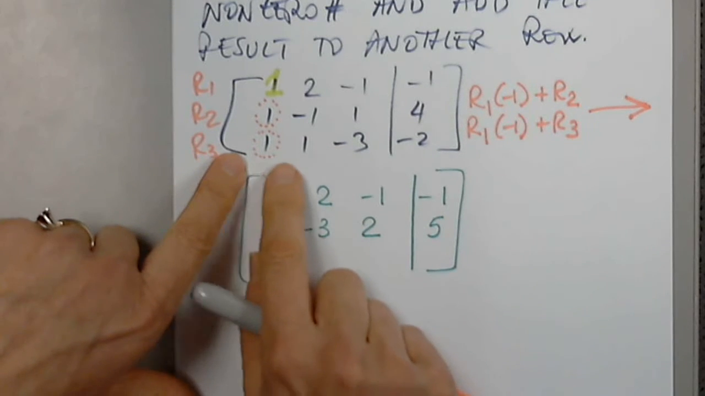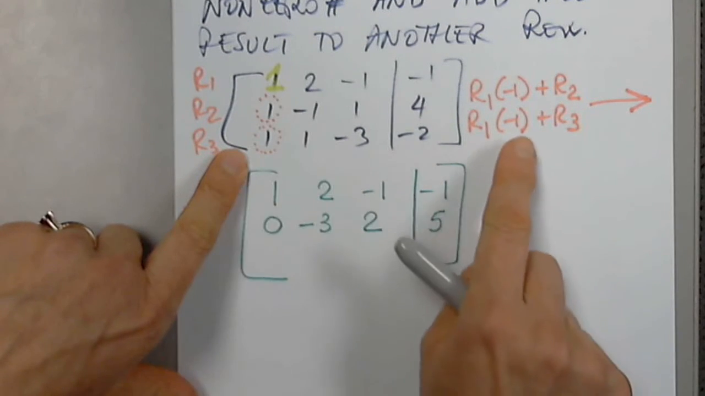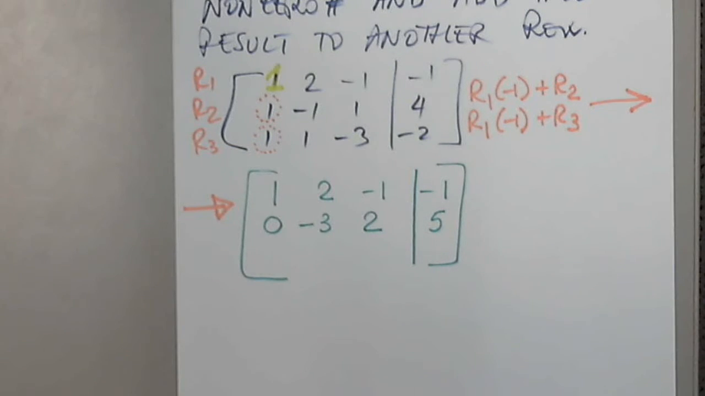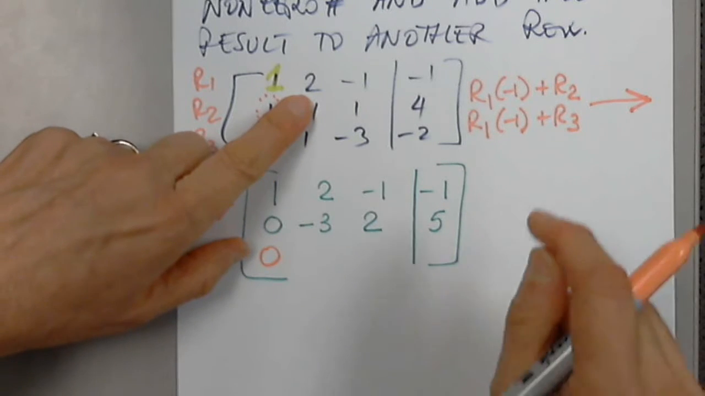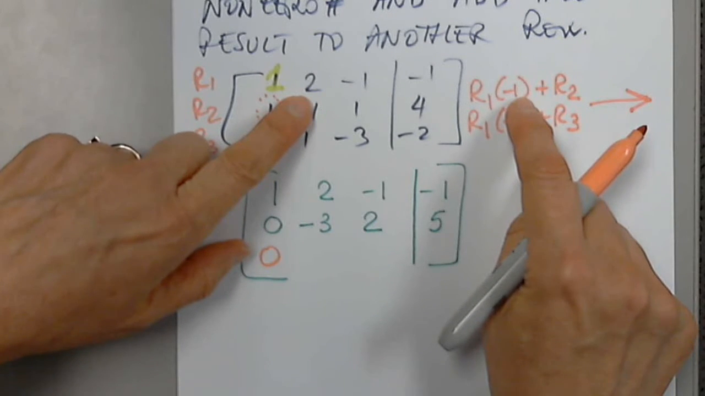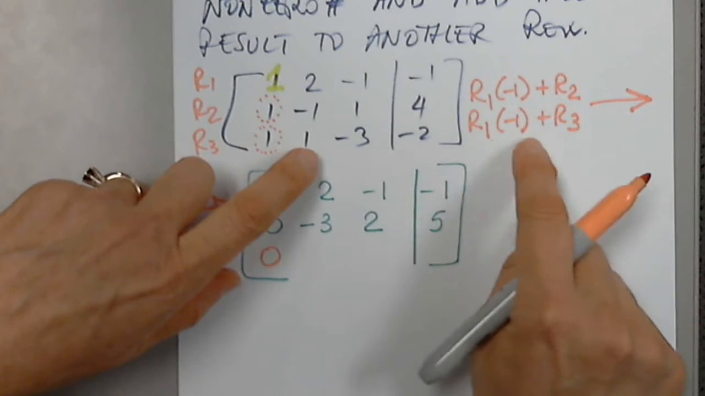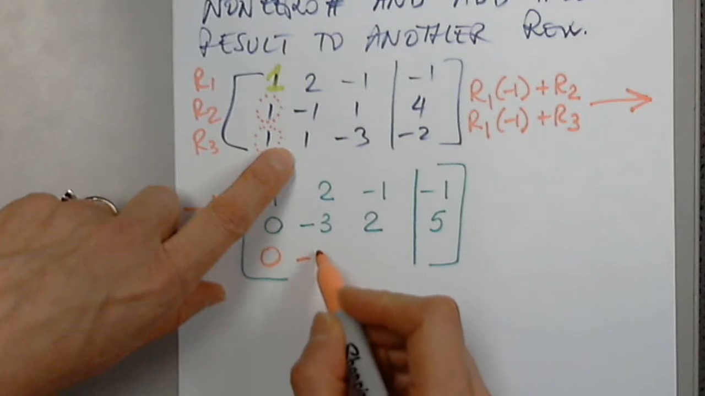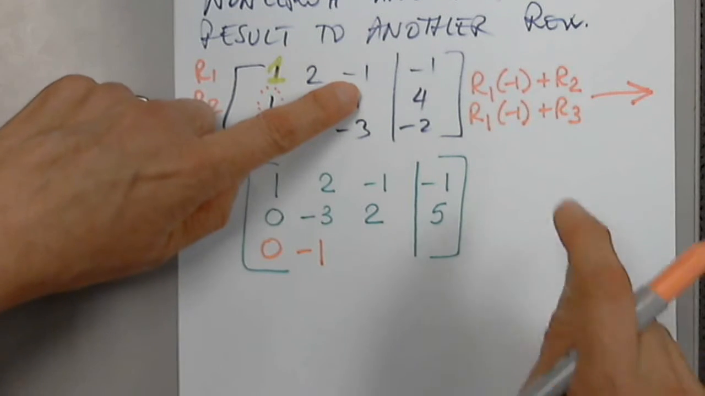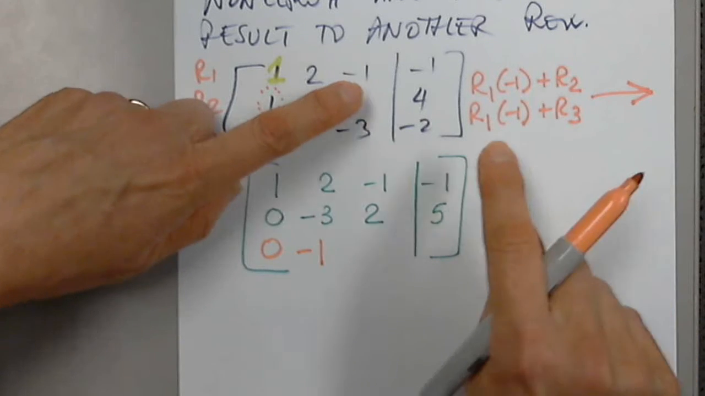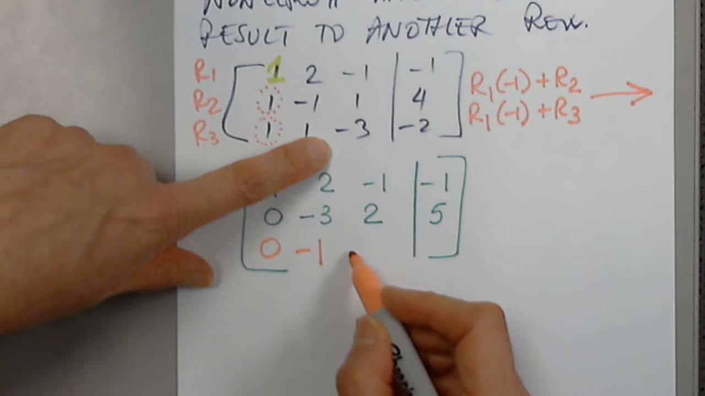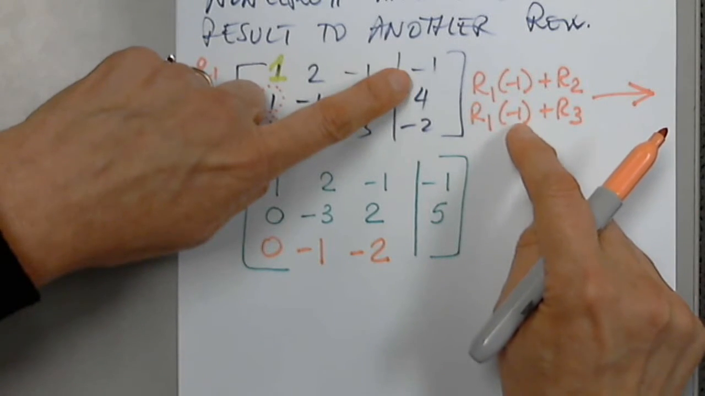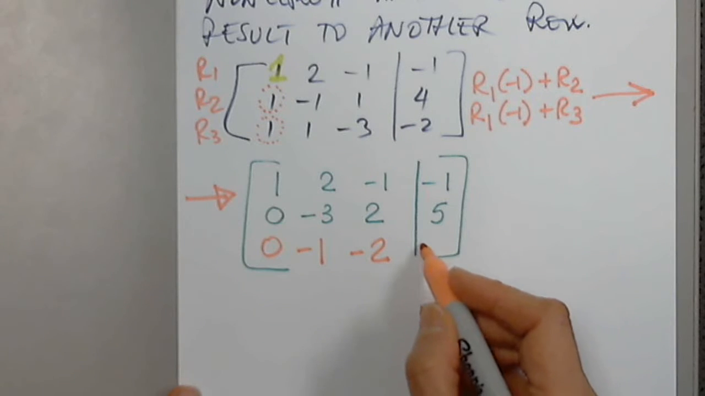Good. Now we are looking at row 3. 1 times -1 plus 1. Agreed? 2 times -1, -2. I should work on this one, I'm sorry. So 2 times -1, -2, plus 1. Very good. -1 times -1 is 1. 1 minus 3. -1 times -1 is +1. Minus 2 is, that's it.